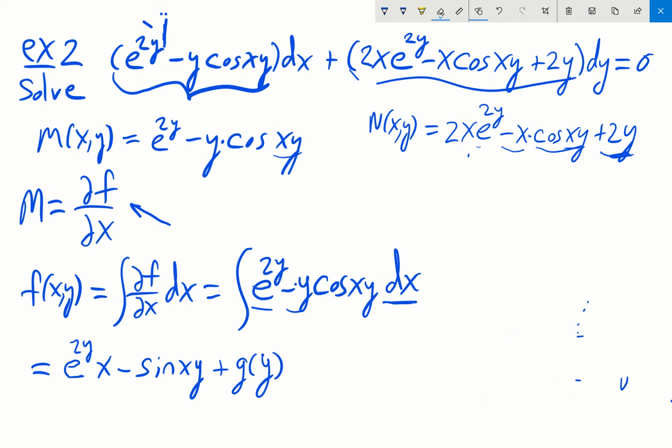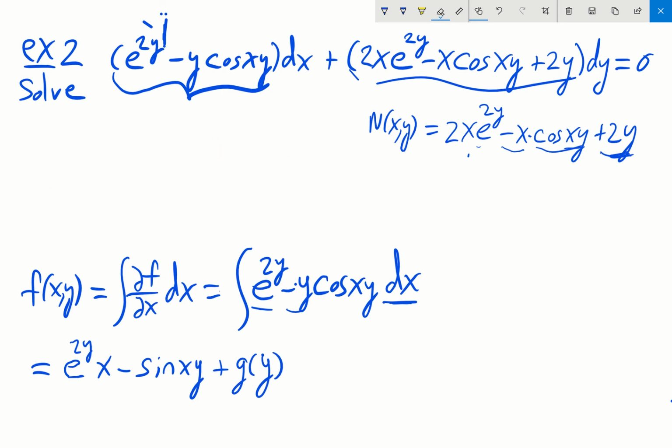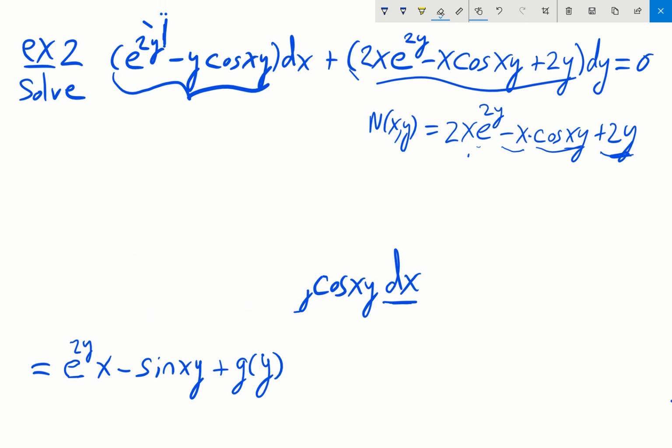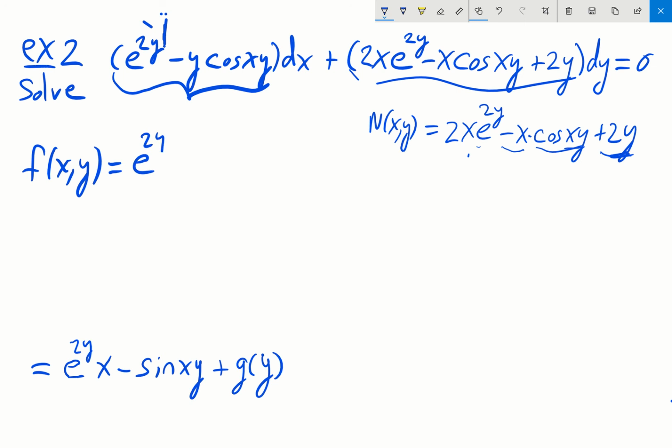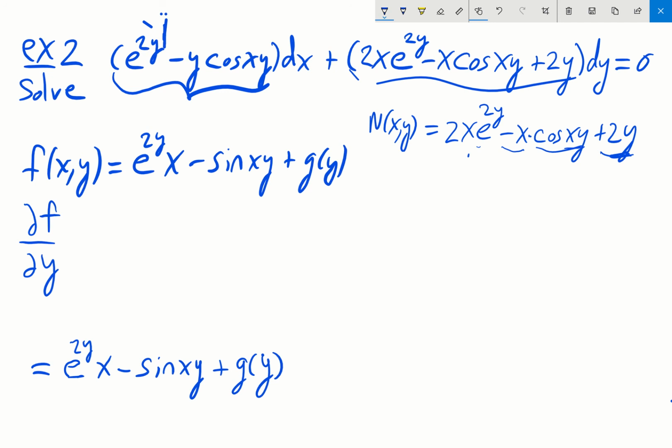We can now go ahead and solve for the function g of y. So here's where we're at right now. We have that f of x comma y is equal to e to the 2y times x minus sine of xy plus some function of y. If we now differentiate f with respect to y, remember, a moment ago we just integrated it with respect to x.